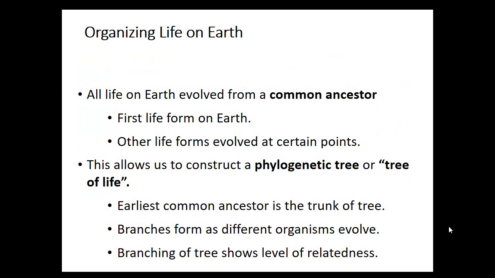In fact, all life on Earth is believed to have come from one common ancestor. So the very first form of life was something similar to a very simple bacteria cell. And all the species that have existed since then have come from that one first organism through a lot of evolution.